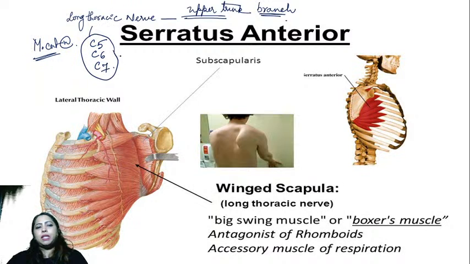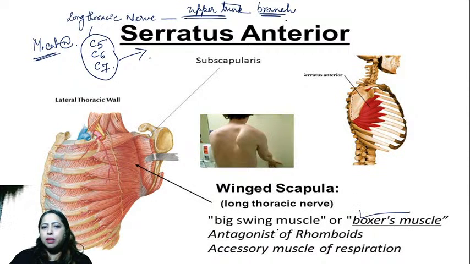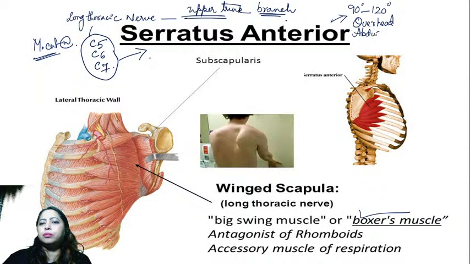And what happens when it is injured? It supplies the serratus anterior muscle, which is also called the boxer's muscle. It is also the nerve which supplies the muscle that does the abduction from 90 to 120 degrees. This is called overhead abduction. That is called overhead abduction.